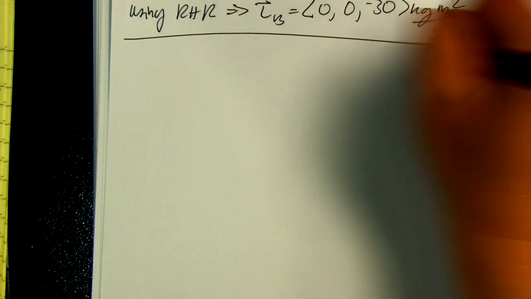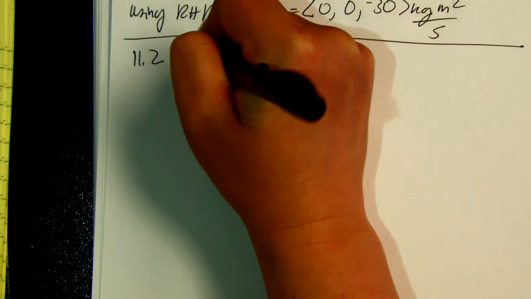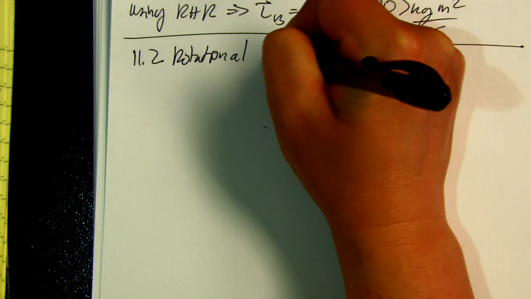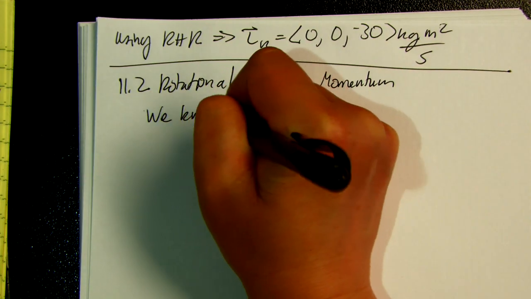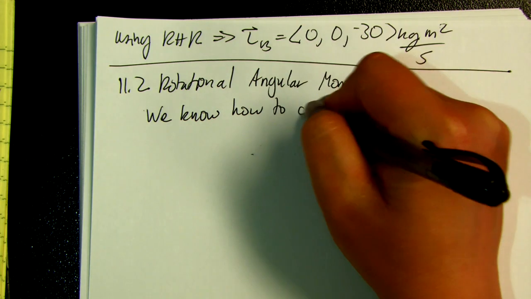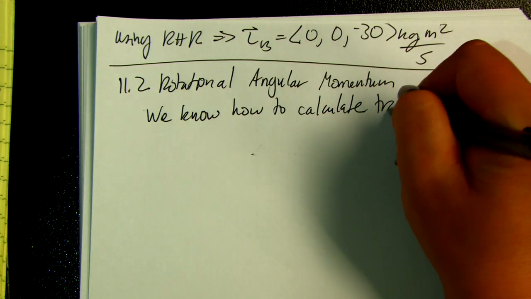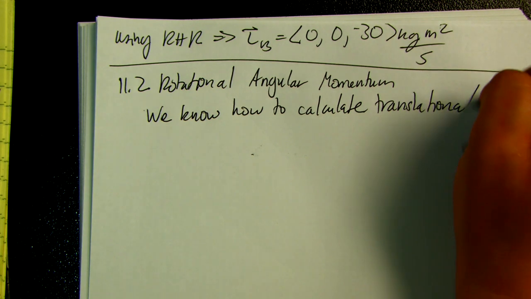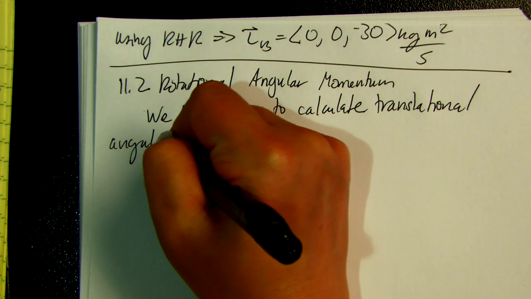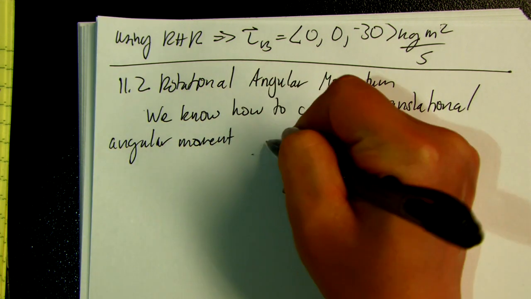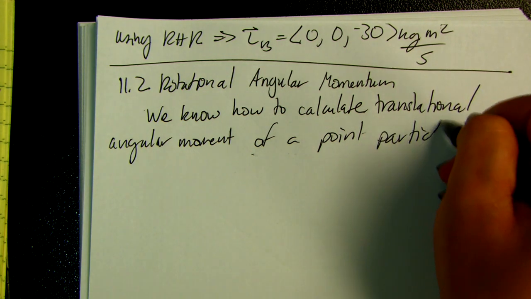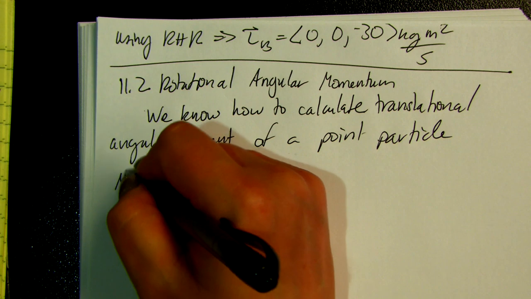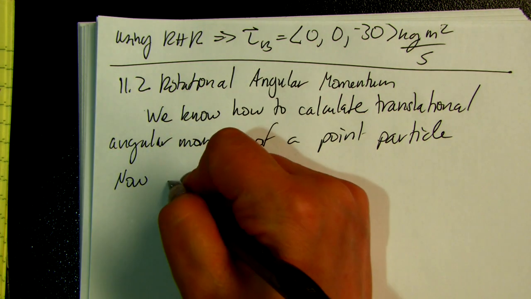So moving on to rotational angular momentum. So we know how to calculate translational angular momentum of a point particle. Now let's look at an object spinning on its own axis.